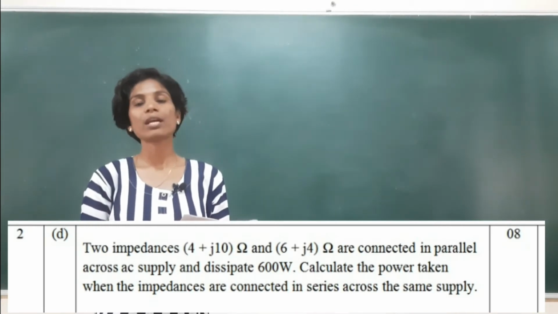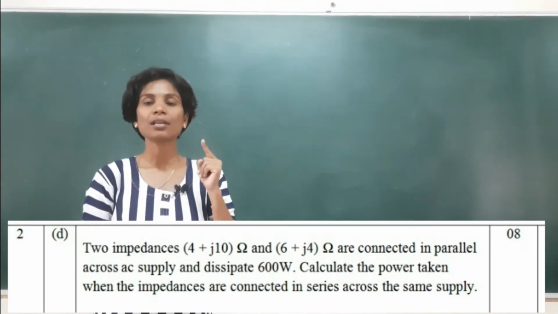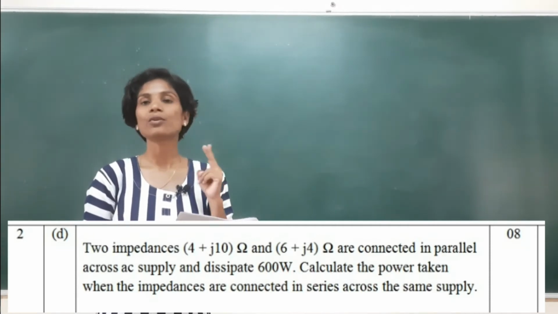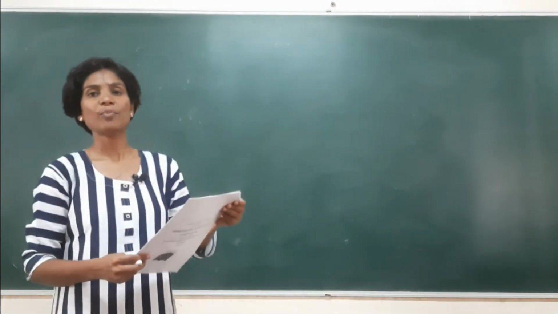What is the condition here? We have two cases. In the first case, the impedances are connected in parallel, and in the second case, the same impedances are connected in series. So we have to solve it in two cases. First we will check the first case, when it is connected in parallel.